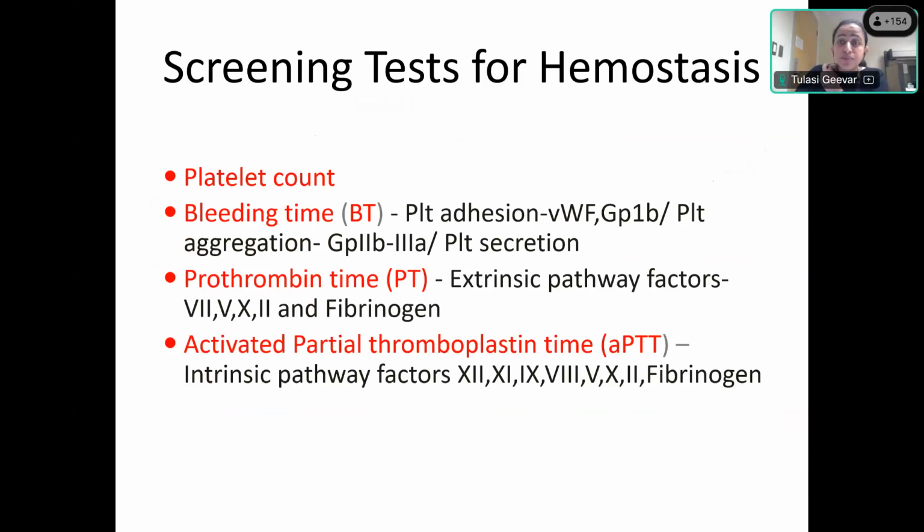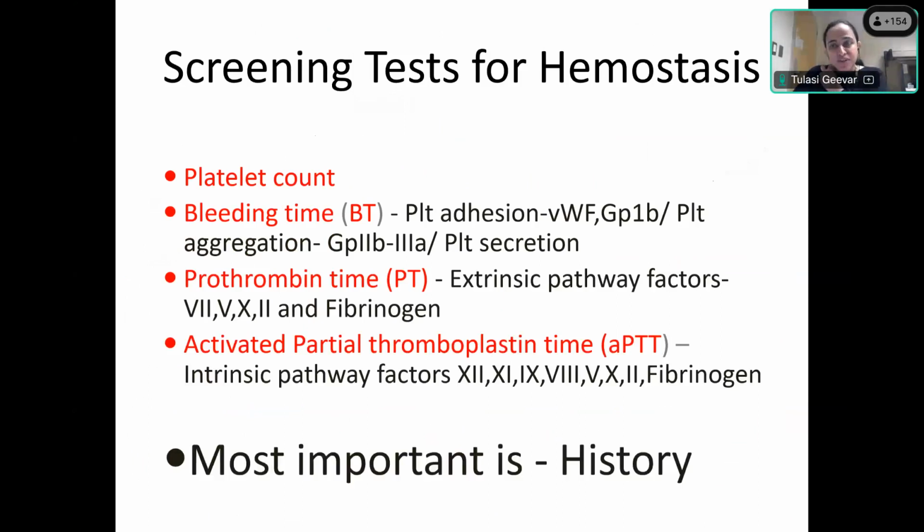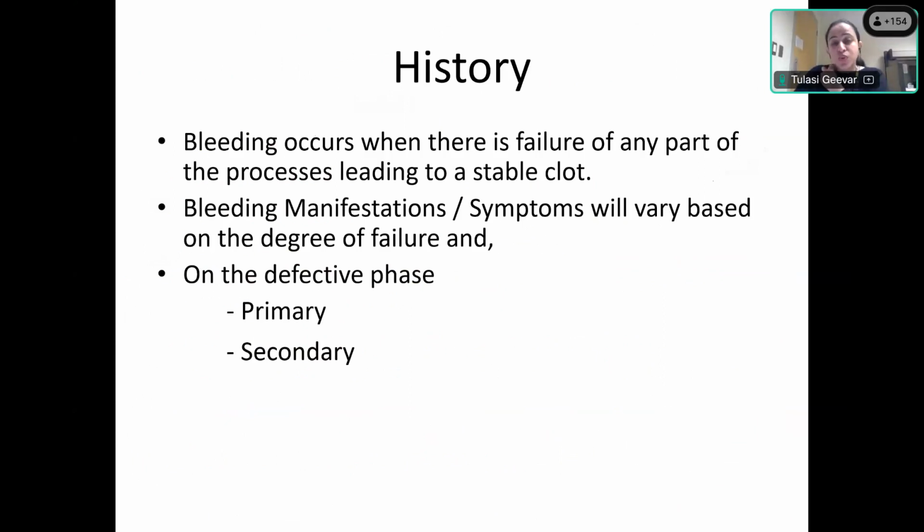But I would say that the most important screening test for hemostasis is history. Bleeding occurs when there is a failure of any part of the processes that lead to a stable clot. And it can vary depending upon the degree of the failure and also which phase of the hemostasis is defective. The pattern of bleeding and the degree of manifestations can be different depending upon the degree of failure and also the phase, whether it's primary or secondary hemostasis.